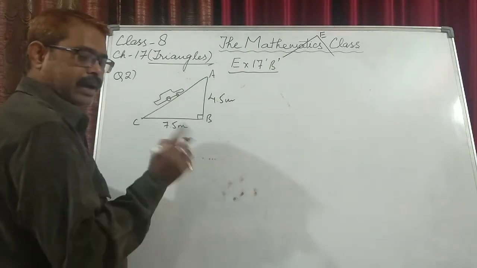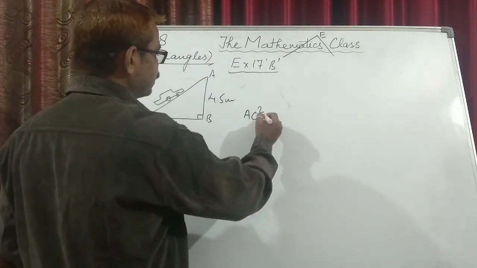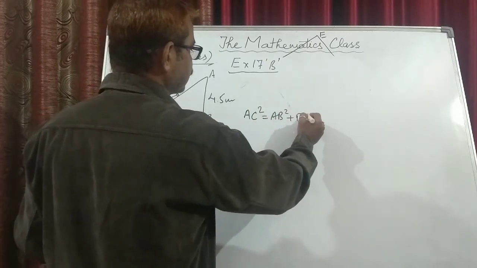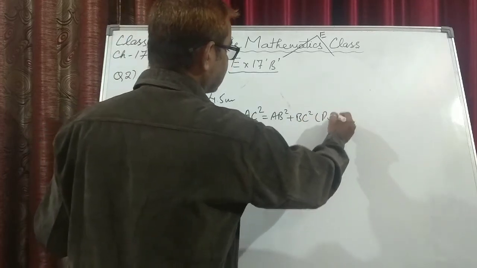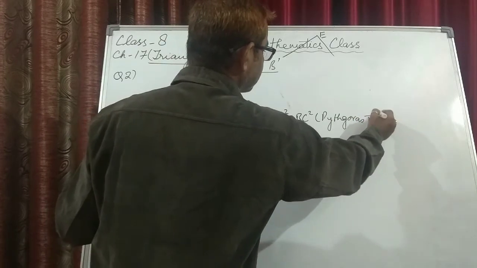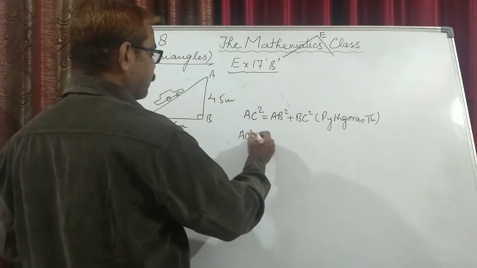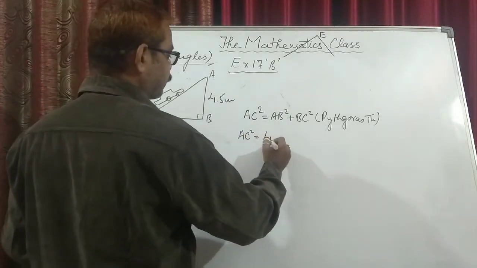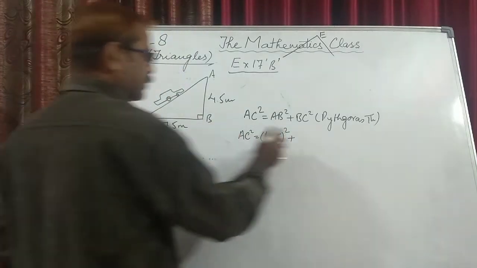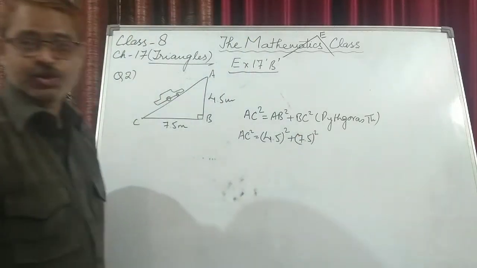If ABC becomes a right angled triangle, then it is for sure that AC square will be equal to AB square plus BC square according to Pythagoras theorem. Now AC we have to calculate, so let it be AC square. AB is 4.5, so we will write 4.5 square, and BC is 7.5, so we will write 7.5 square.